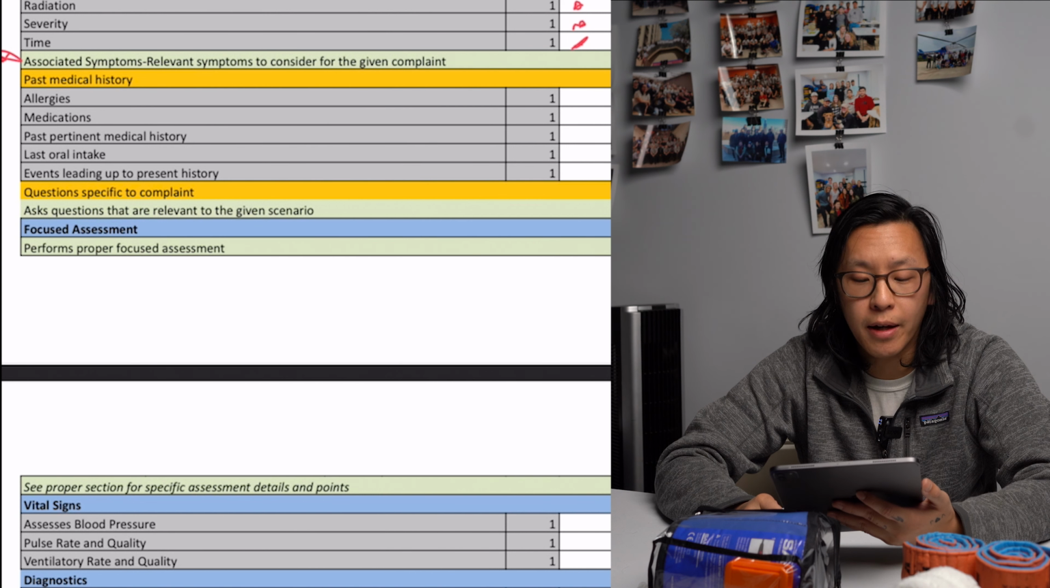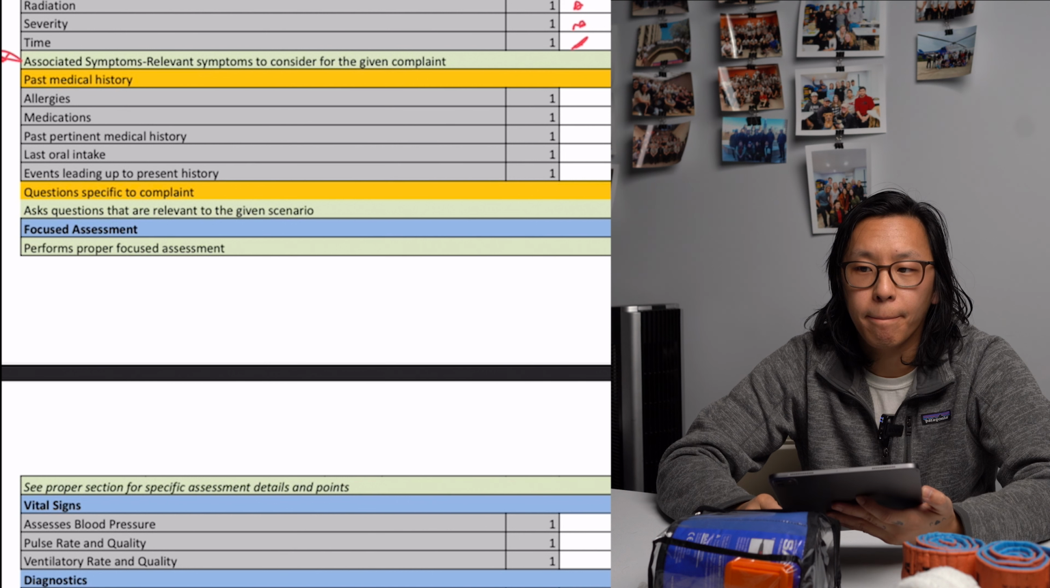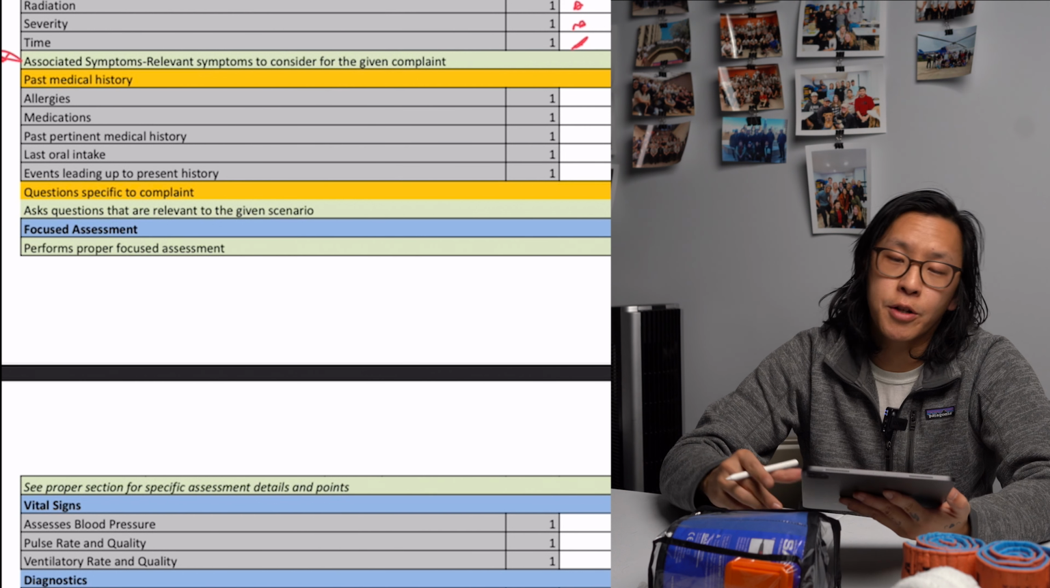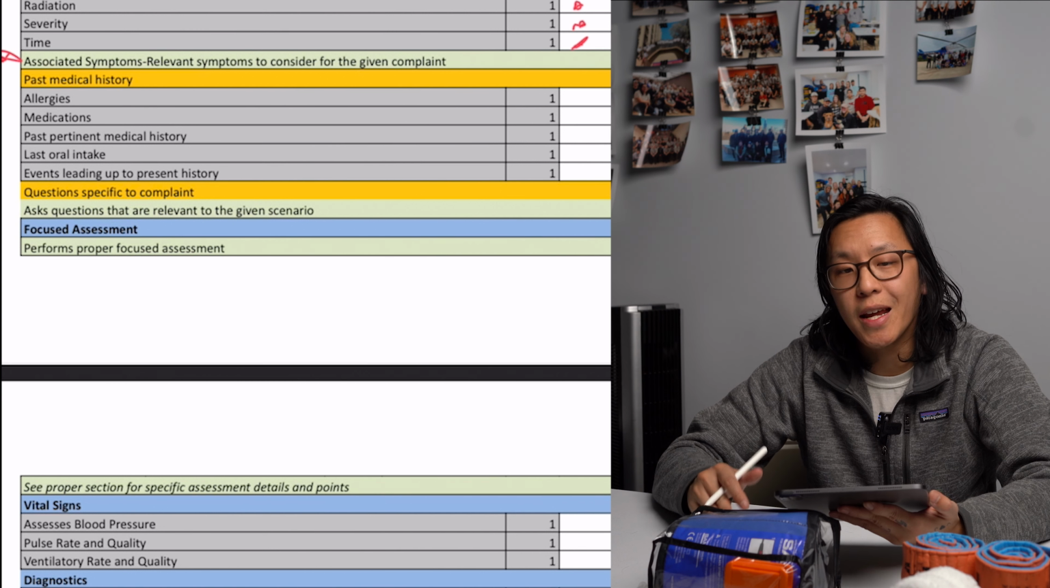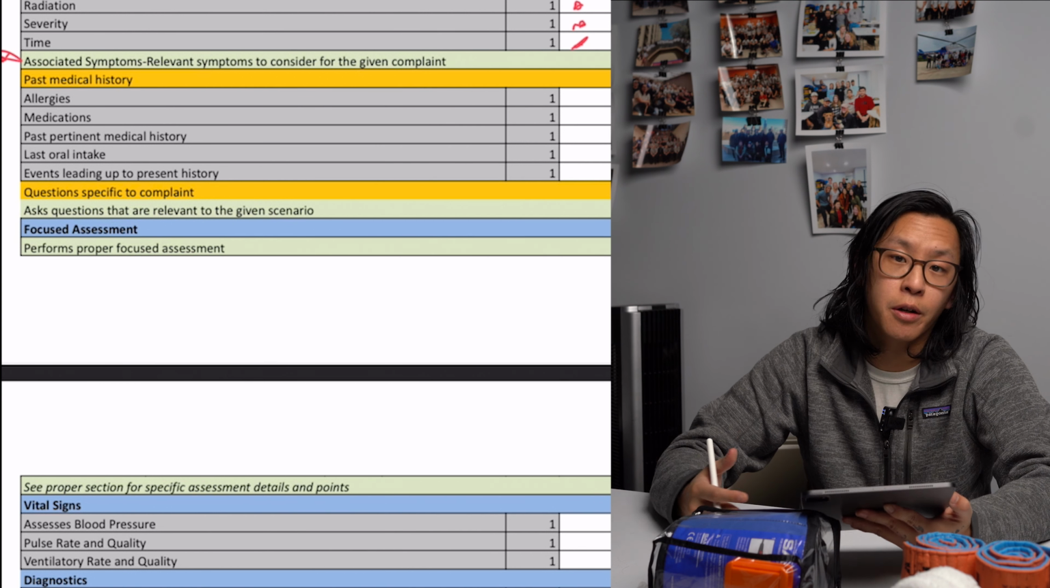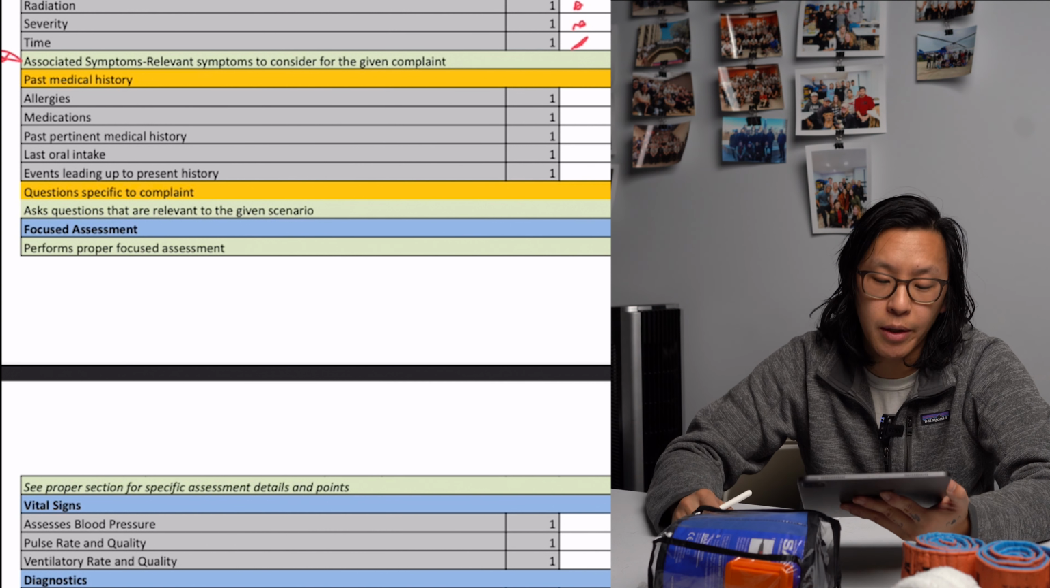P for pertinent past medical history. Depending on their nature of illness, history tends to repeat itself, so it is crucial to obtain their past medical history because history, unfortunately, in this case, tends to repeat itself.